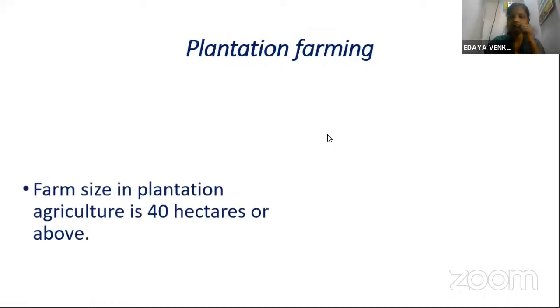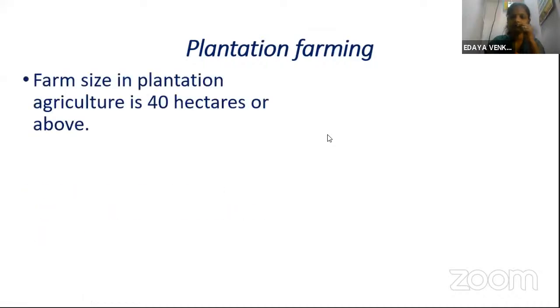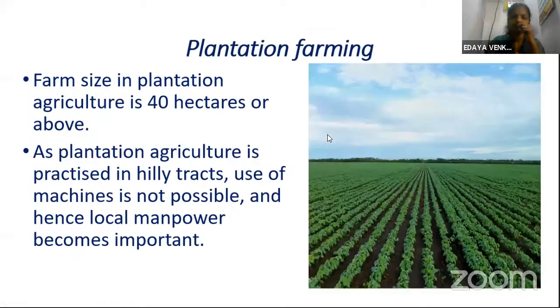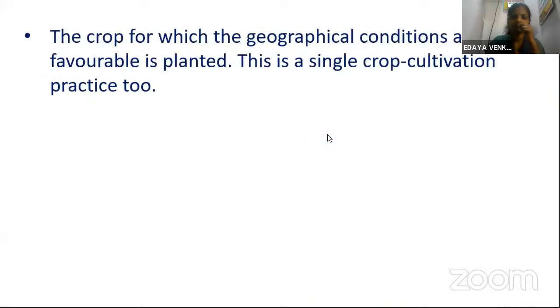The second type of commercial farming is plantation farming. Farm size in plantation agriculture is 40 hectares or above. As plantation agriculture is practiced in hilly tracts, use of machines is not possible and hence local manpower becomes important. This is the type of plantation. The crop for which the geographical conditions are favorable is planted. This is a single crop cultivation practice too. So it is also a single crop practice.